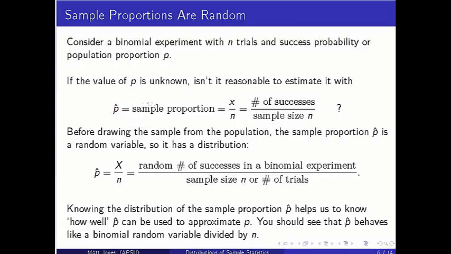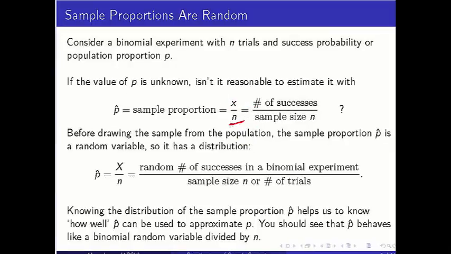So the sample proportion, of course, would just be the number of successes, which we might denote by X, divided by the sample size, N. That makes perfect sense, right? The total number of successes divided by the sample size.